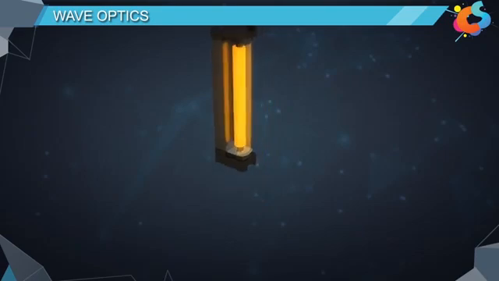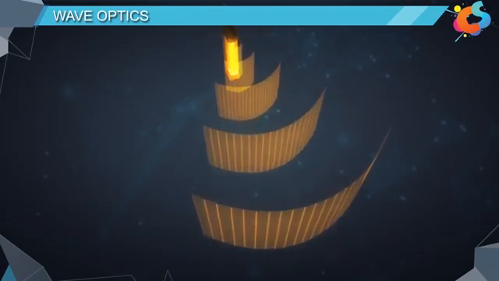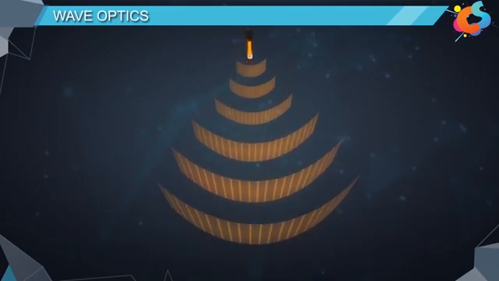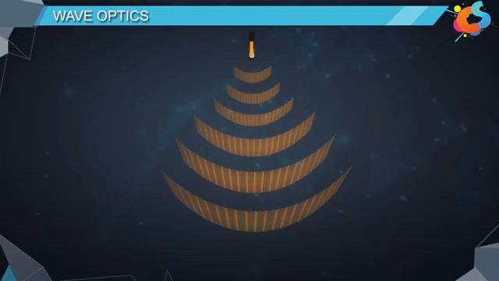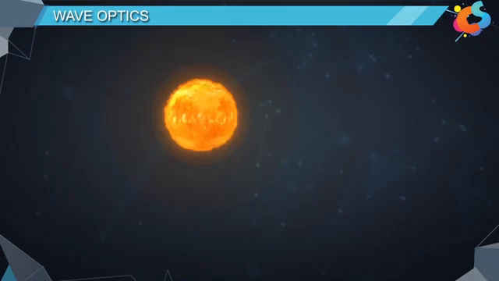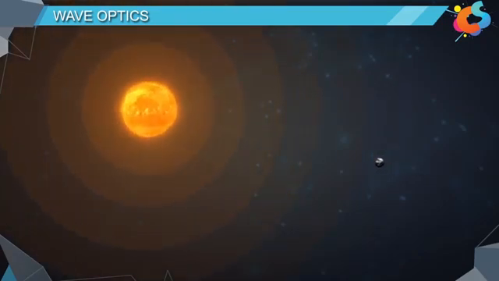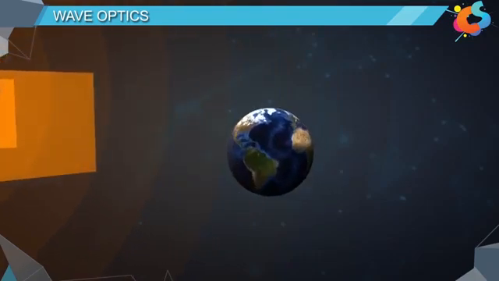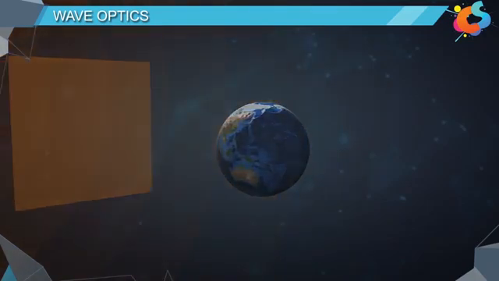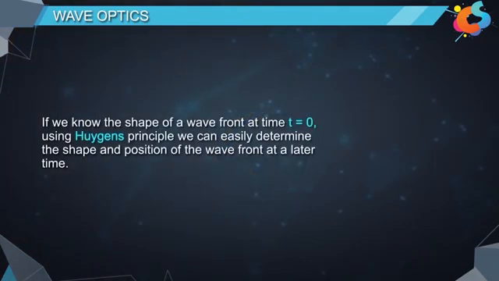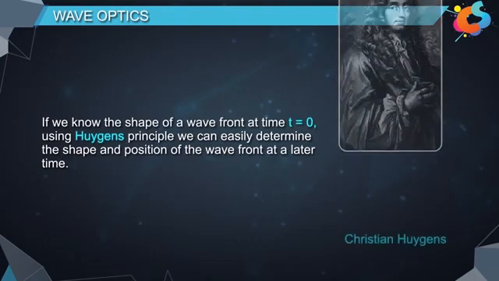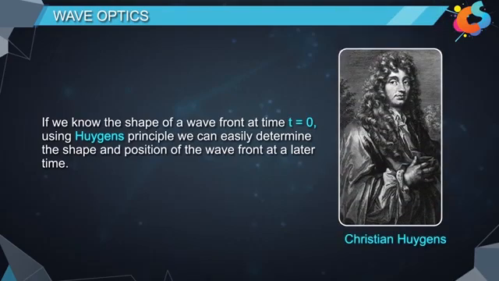Similarly, a line source like a fluorescent tube and linear slits will generate wavefronts that are cylindrical in shape. A plane wavefront can be produced by any source located at far distances from the source. The best example is the plane waves which arrive from the sun. At large distances, a small portion of a spherical wavefront appears to be a plane wavefront. Now, if we know the shape of a wavefront at time t equal to 0, using Huygens principle, we can easily determine the shape and position of the wavefront at a later time.